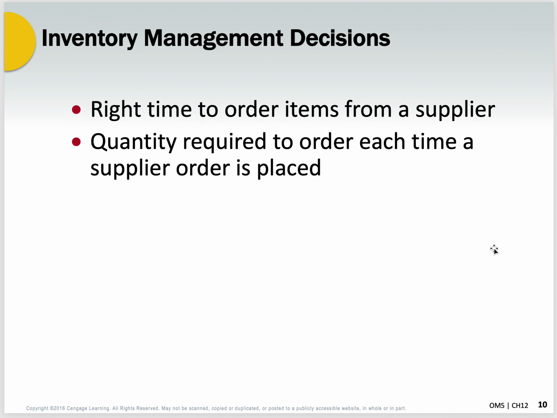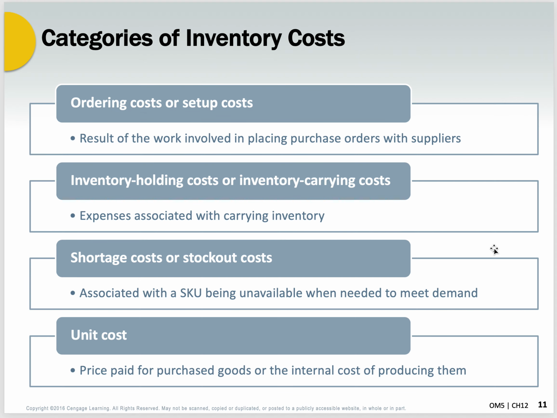So inventory management decision. What's the right time to order items from a supplier or to trigger production in a plant? And what quantity should we order each time this is done? And what quantity should we manufacture a good each time it's done? So here's the categories of inventory costs. You have your ordering costs or setup costs.